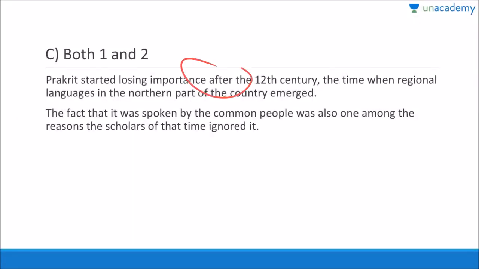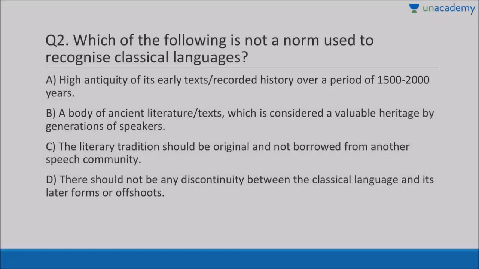So Prakrit started losing its importance after the 12th century, the time when regional languages in the northern part of the country emerged, and the fact that it was spoken by the common people was also one among the reasons the scholars of that time ignored it. So answer is C, both 1 and 2.